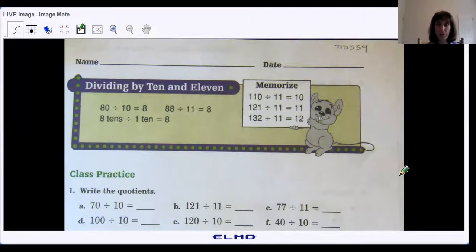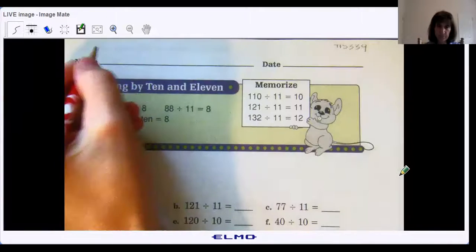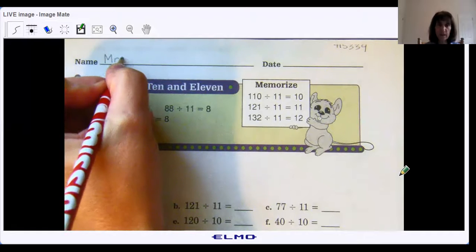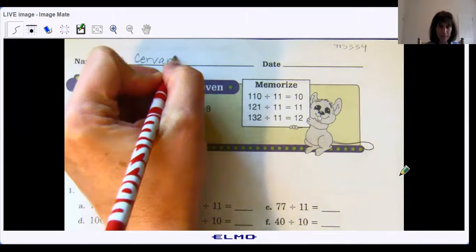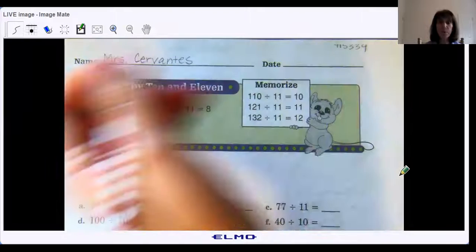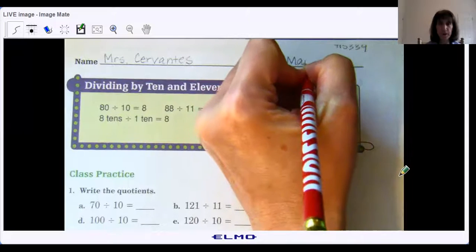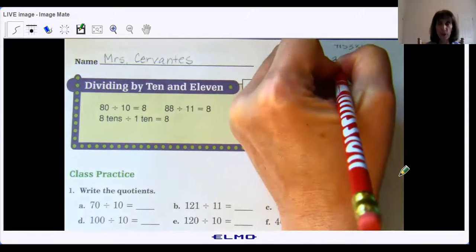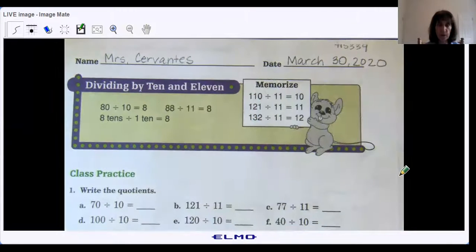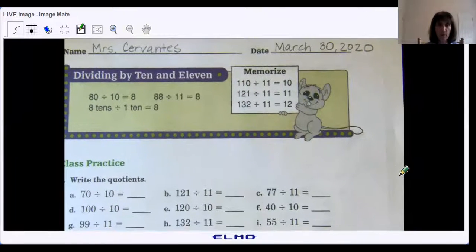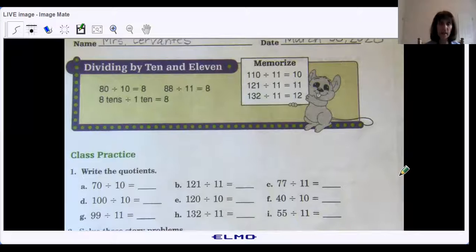All right, we're going to put our name on, first and last name. You get that on there, and Miss Cervantes is going to put her name on there. Good job, Miss Cervantes. And don't put Miss Cervantes down. You put your name down. And today's date is March 30th, 2020. Don't forget your comma, 2020. Okay, good job. All right, dividing by 10 and 11.